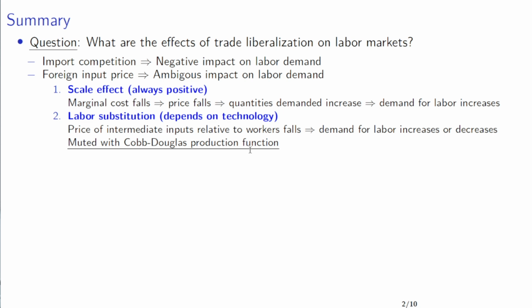On the other hand, we also have a foreign input price effect. When you have this trade liberalization, those firms now have access to intermediate inputs from abroad, and they benefit from that. That turns out to have an ambiguous impact on labor demand, and this is the point of the paper.